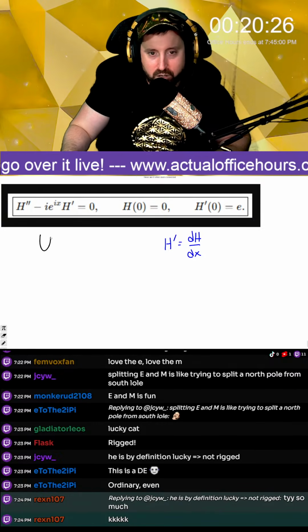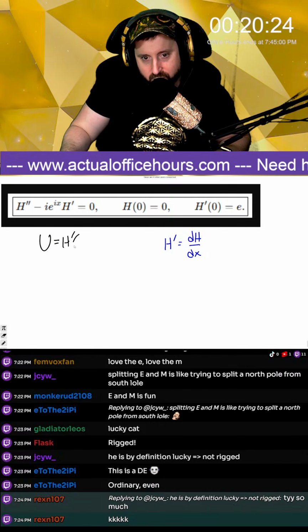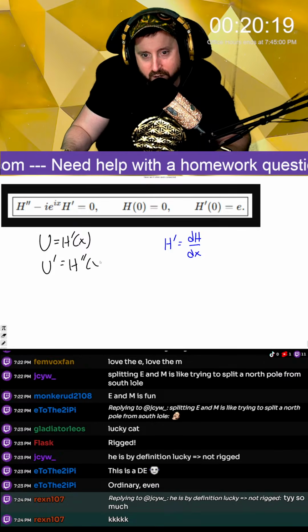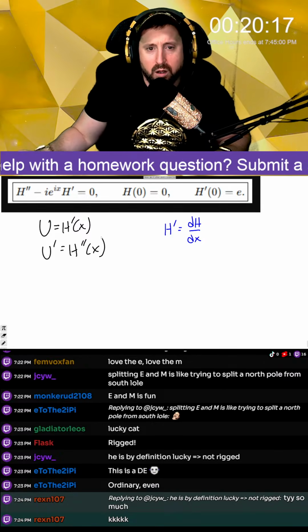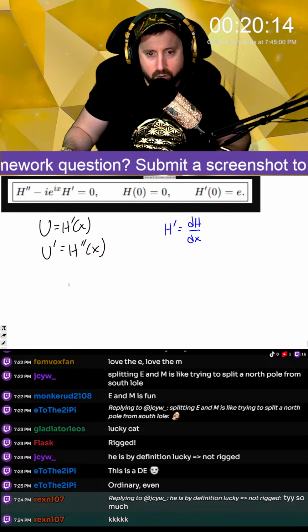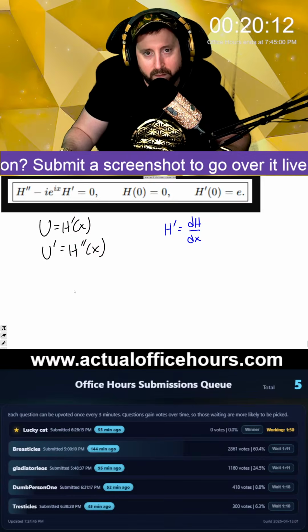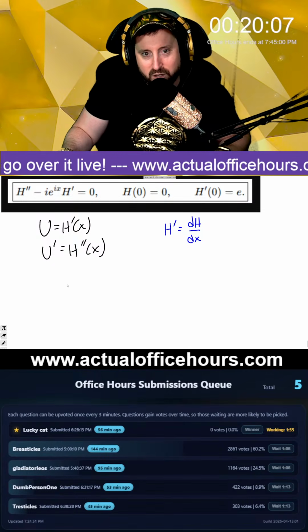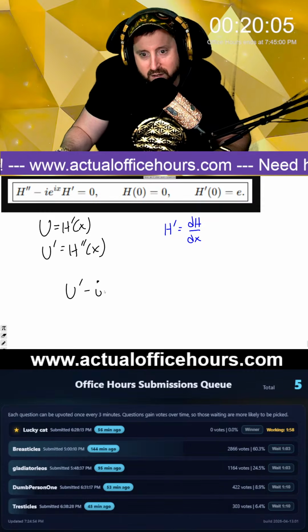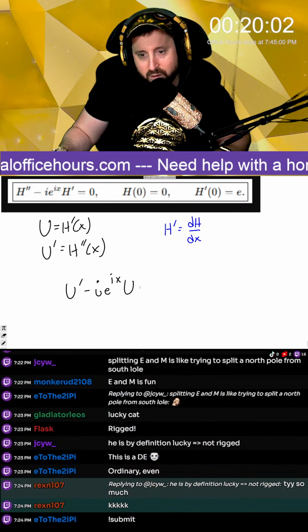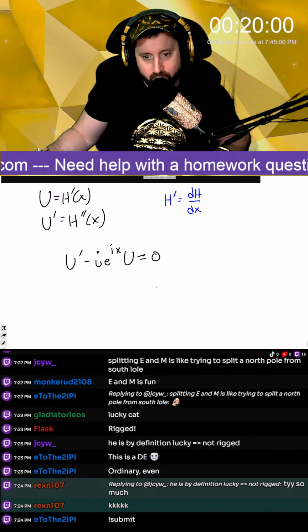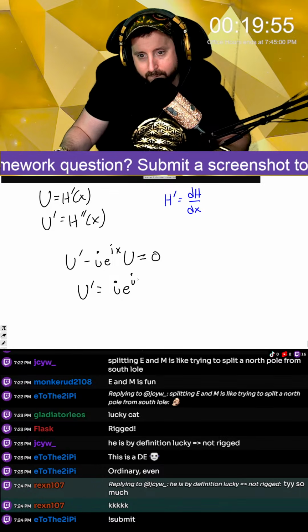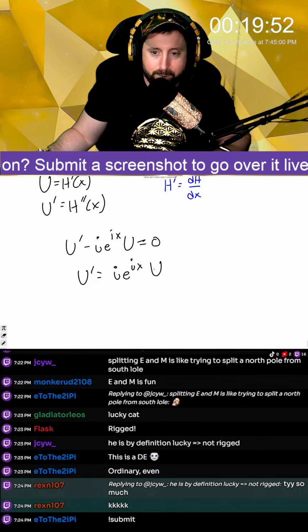Okay. So you're going to say u is equal to h prime of x. Then u prime is equal to h double prime of x. So we're just reducing the order. Okay, so now I see this is a reduction of order. That's very cool. So this is going to be u prime minus i e to the ix u is equal to 0. And then I want to move it over, right? So u prime is equal... You can move it over, or you could use integrating factors so that you don't have to deal with exponentiating.